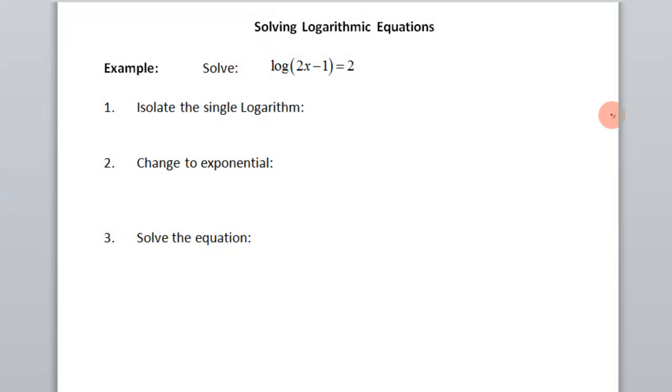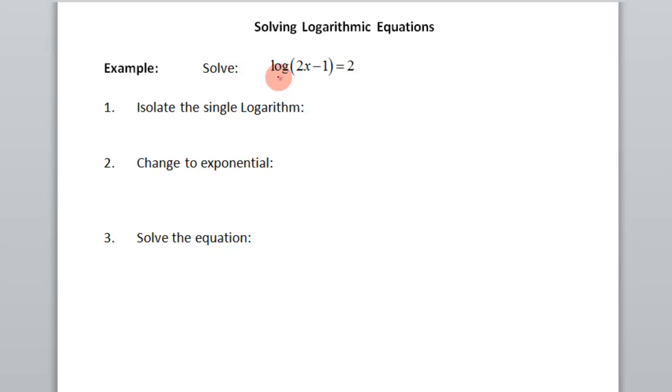Alright, in this video we're going to solve logarithmic equations. So it says solve the log of 2x minus 1 equals 2. So what number do I put in there so that when I take 10 and I take the log of this number, base 10, I get 2?